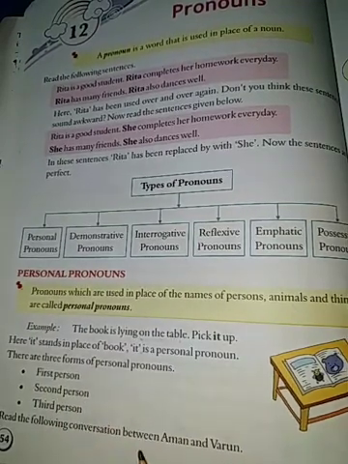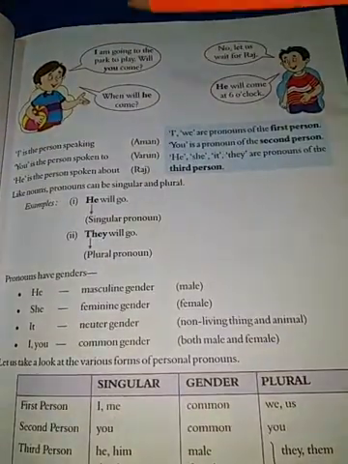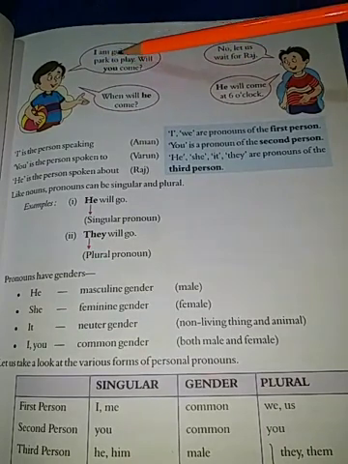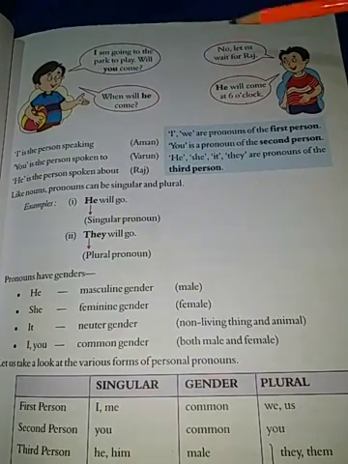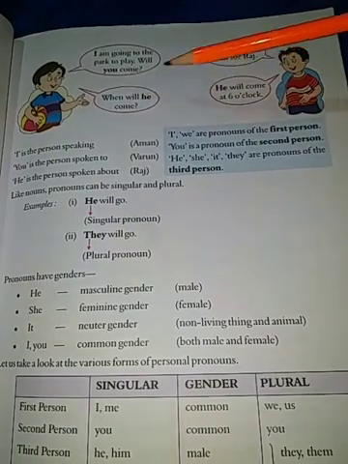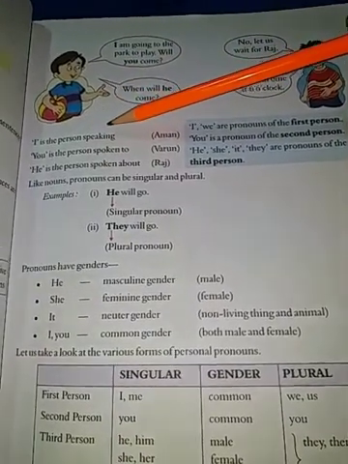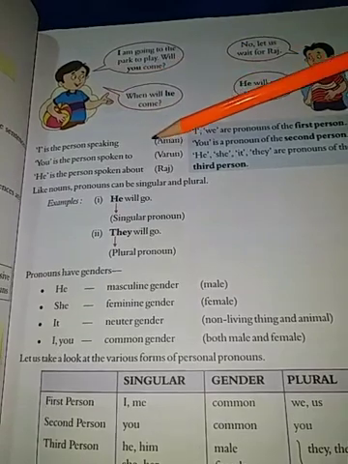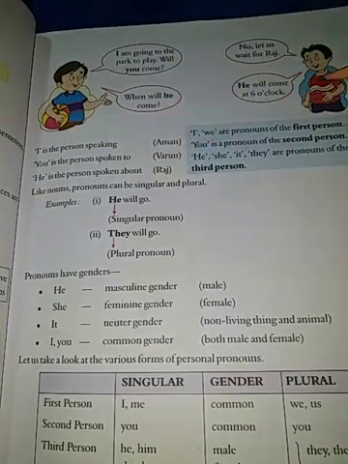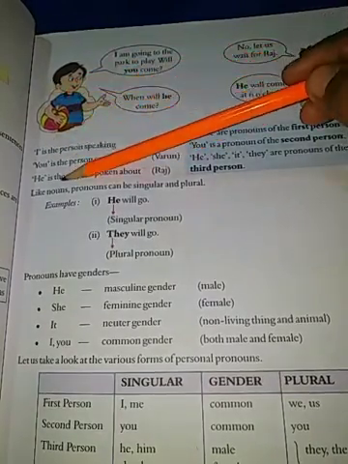Read the following conversation between Aman and Varun. I am going to the park to play. Will you come? No, let us wait for Raj. When will he come? He will come at 6 o'clock. I is the person speaking, who is Aman. You is the person spoken to, who is Varun. He is the person spoken about, meaning Raj. Here 3 persons are given.